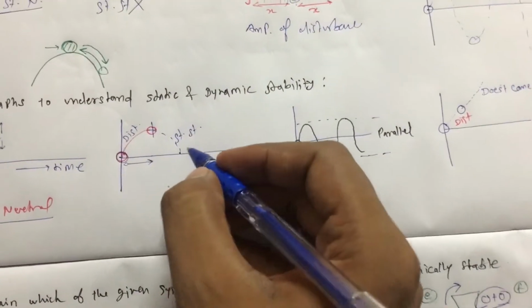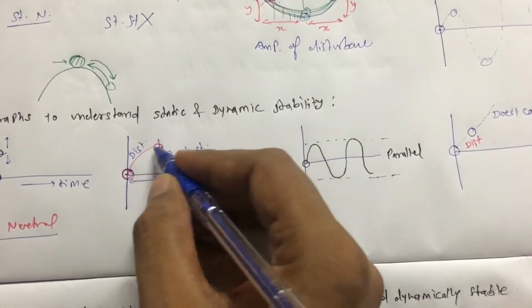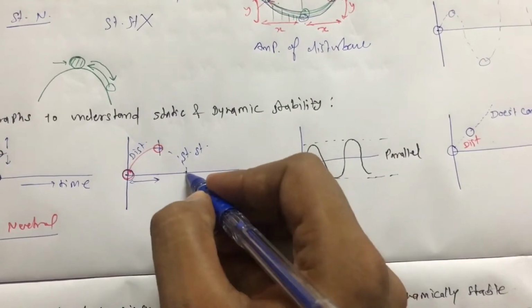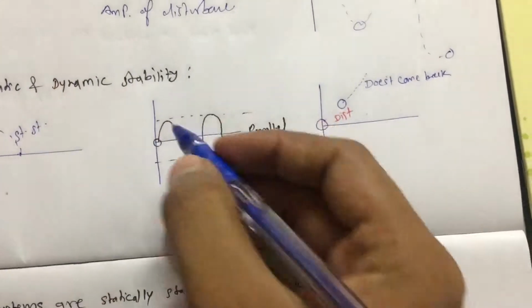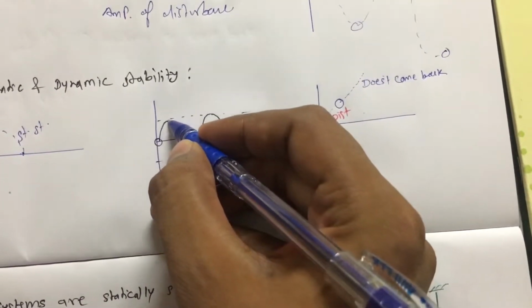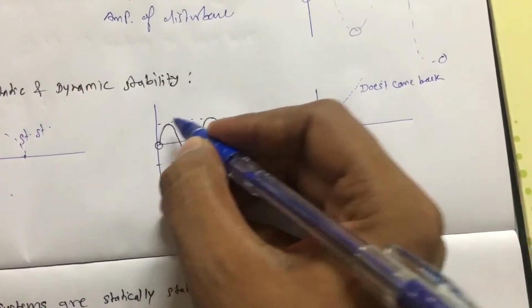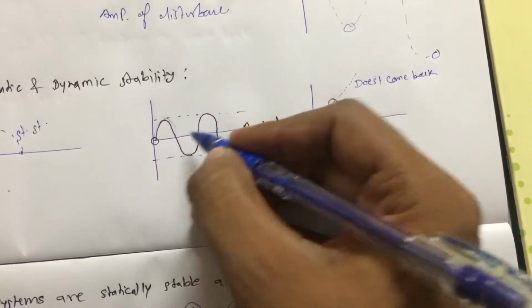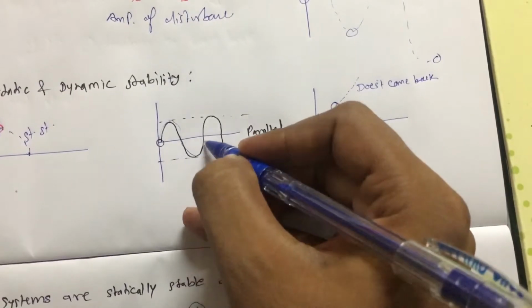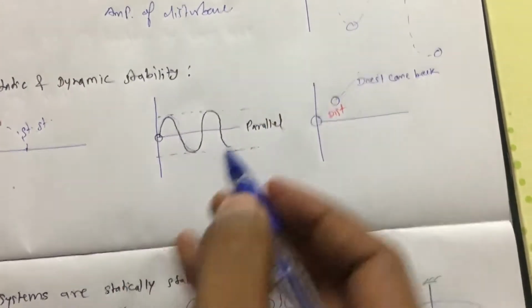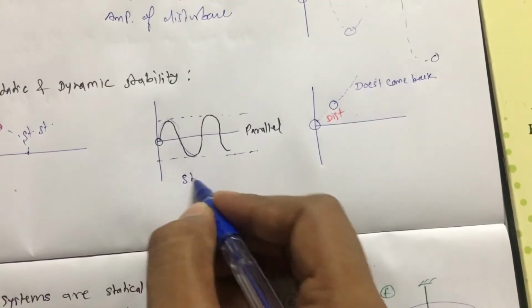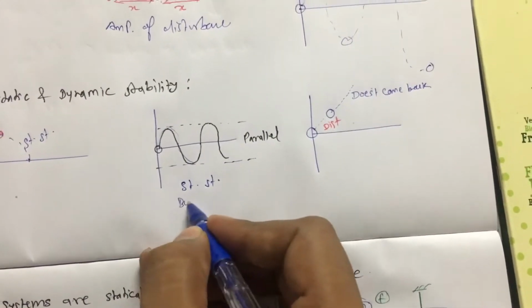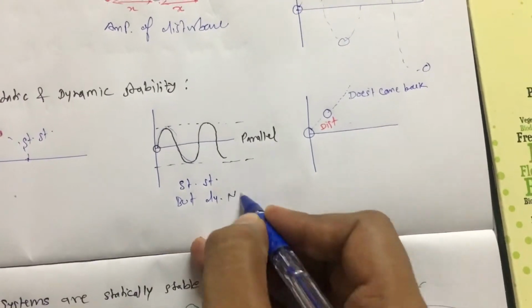So see here what is happening. If this is the tendency, then definitely we are going to talk about dynamically stable bodies. Now see in this graph what is happening. This is the disturbance, and from here to here statically stable. It is going away and again coming back, going away again coming back. So statically stable but dynamically neutral.